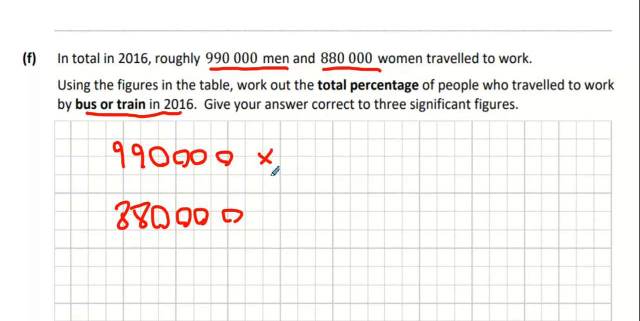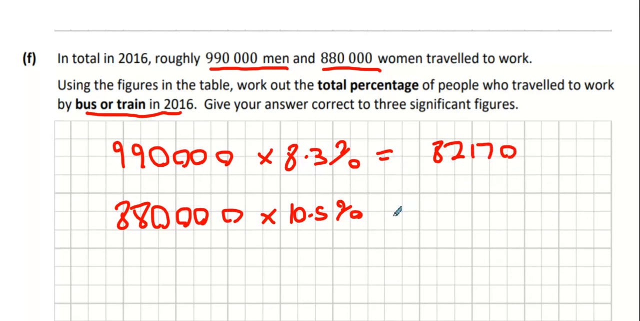So for women, we're going to multiply by 8.3%. And for men, we're going to multiply by 10.5%. So this means roughly 82,170 men travel to work by the bus or train, and 92,400 people, or sorry, women traveled by bus or train. Add them together and we get 174,570 people in total travel by train or bus.